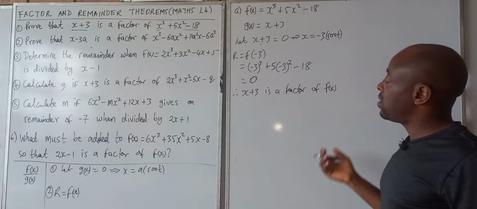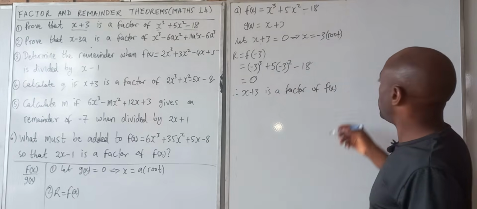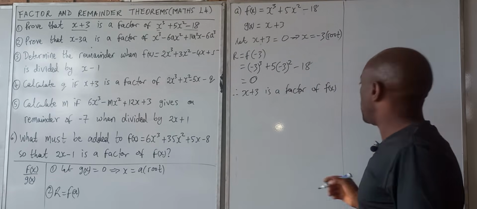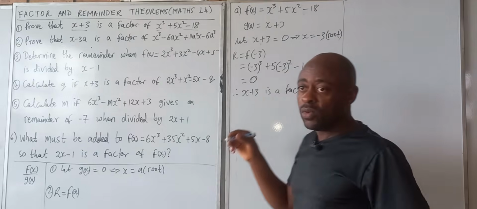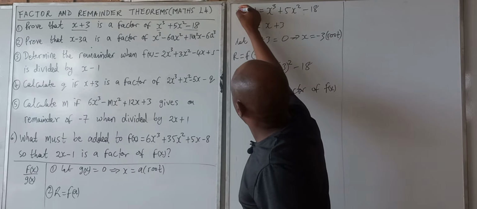That is also indicating to you that you are under the factor theorem, because when you are under the factor theorem, you pick it up by the remainder giving you 0. So that was our first problem.